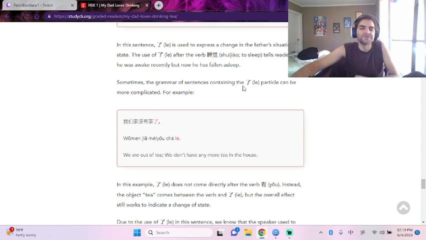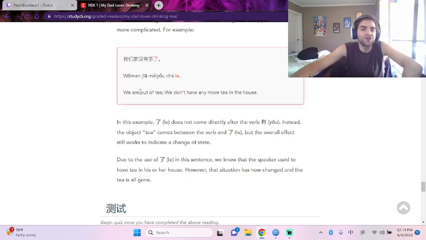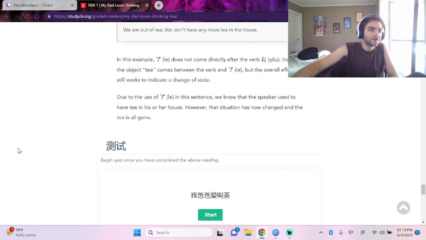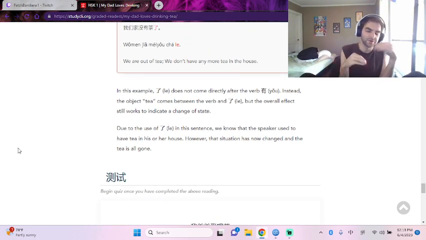Sometimes the grammar of sentences making the le particle can be more complicated. For example, 我们家没有茶了. We are out of tea. We don't have any more tea in the house. We, the family, we, the house, do not have tea le, because we ran out. That's the change in state. Okay. It's like a math problem, honestly, putting the parts of speech together in a way that makes sense.